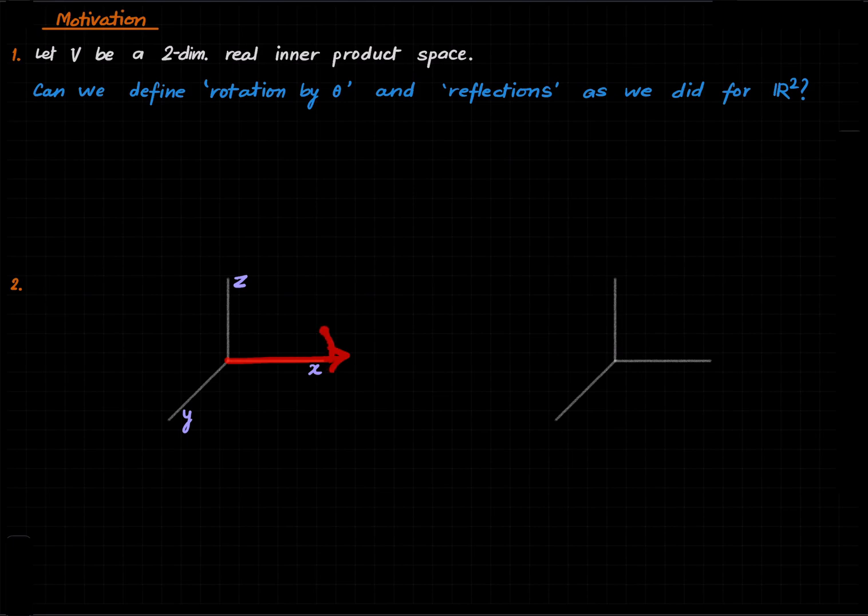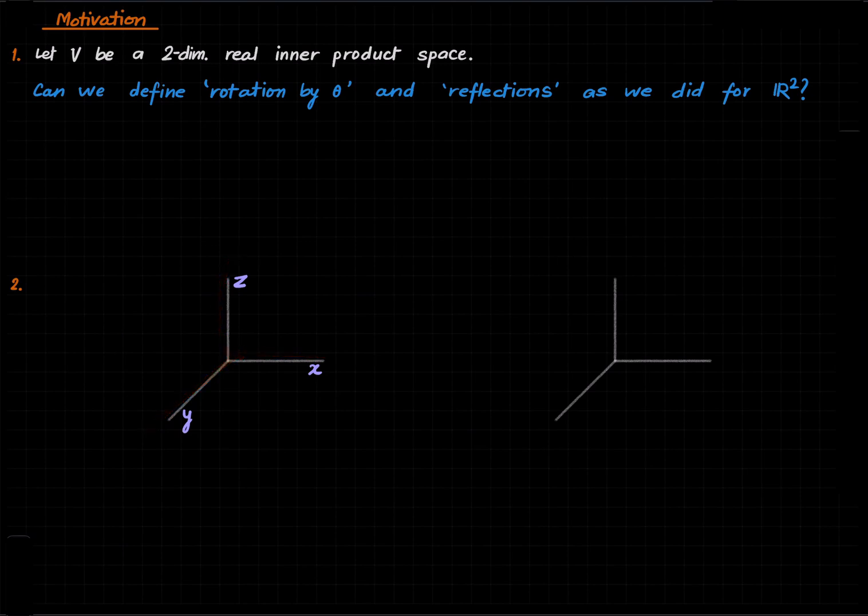Then you curl your fingers towards the y-axis, and then what you should get is that your thumb should be pointing towards the z-axis. But that is not what will happen if you label the axes like this.